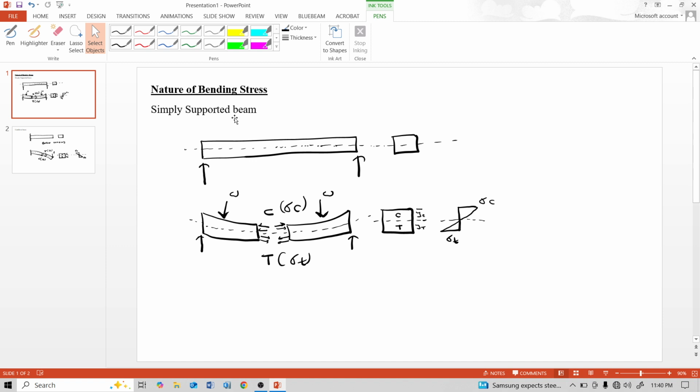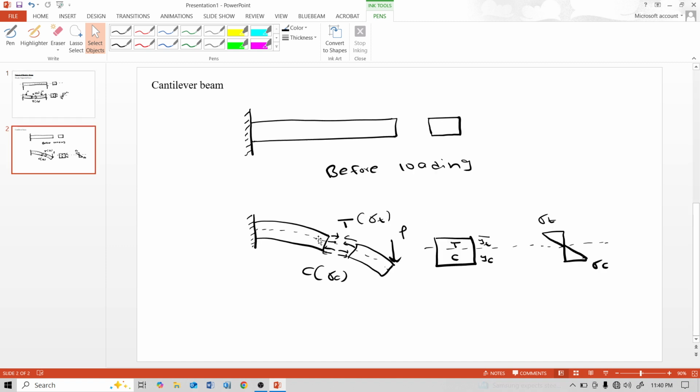For the simply supported beam, compressive stresses act on the upper side and tensile stresses act on the lower side. See these arrows, compressive stresses arrows for this support, compressive stresses compress this support, and on the lower side this support tensile stresses give tension to this support. And for the cantilever beam, see tensile stresses on the upper side and compressive stresses on the lower side.